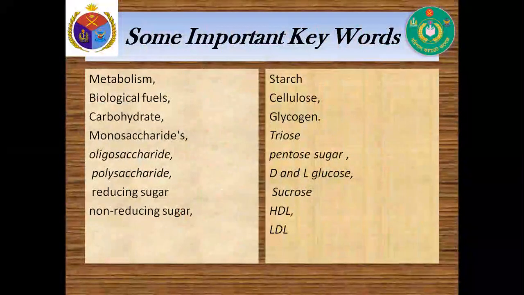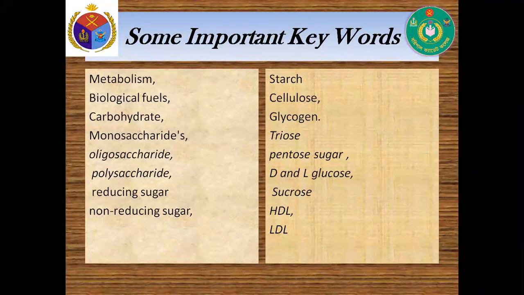Some important keywords in this chapter: metabolism, biological fuels, carbohydrate, monosaccharides, oligosaccharide, polysaccharide, reducing and non-reducing sugar, starch, cellulose, glycogen, triose, pentose sugar, D and L position sugar, sucrose, LDL, and HDL.